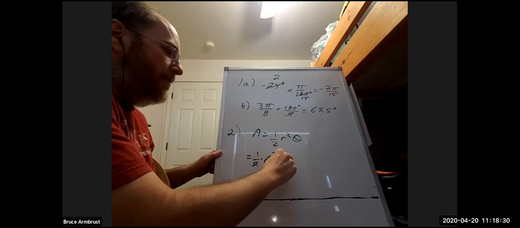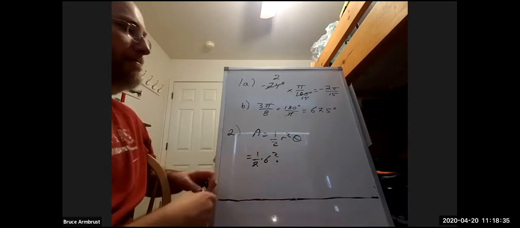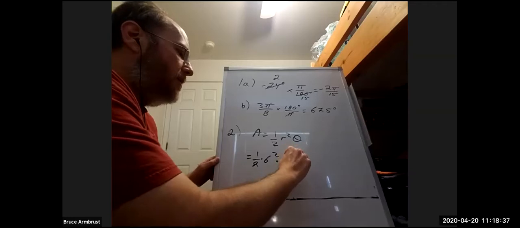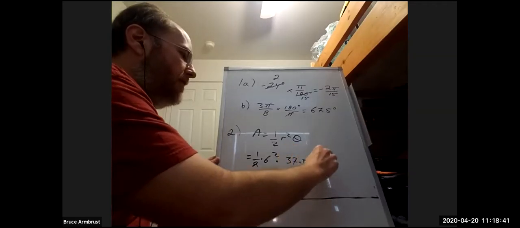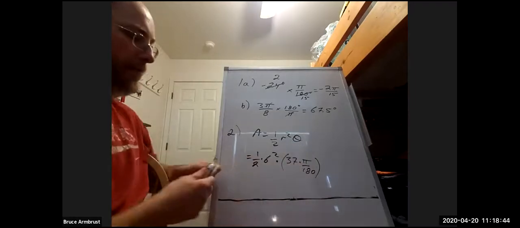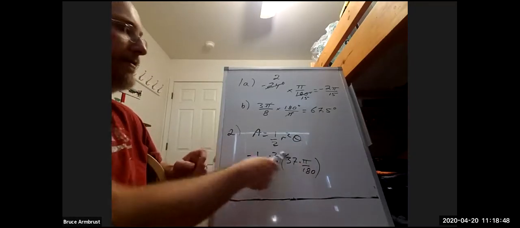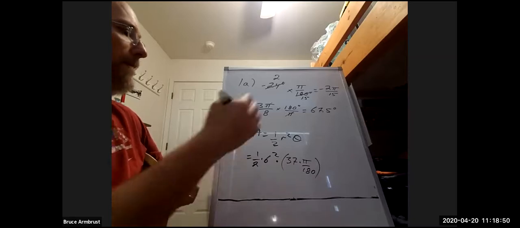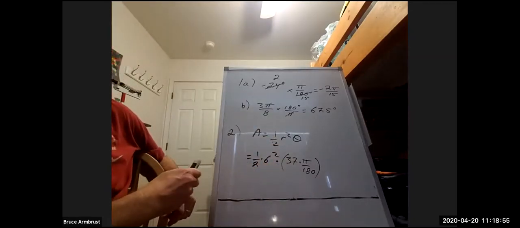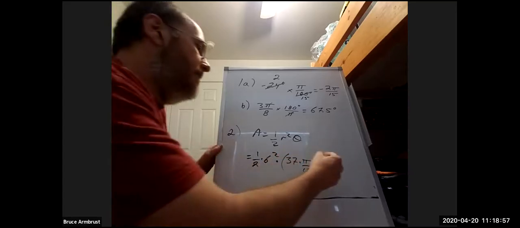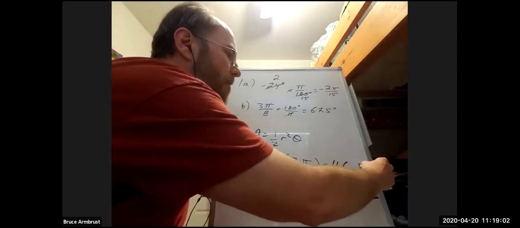But the angle, we can't put it in as 37 degrees, because in this formula, it must be in radians. So we're going to have to convert that to radians. I'll take that 37 and multiply it by pi over 180. That gives me the radian equivalent of 37 degrees. That times the 6 squared times the 1/2 is going to give me the area of this, which is 11.6 square meters.